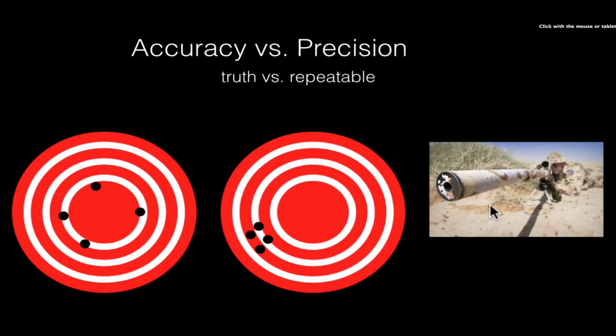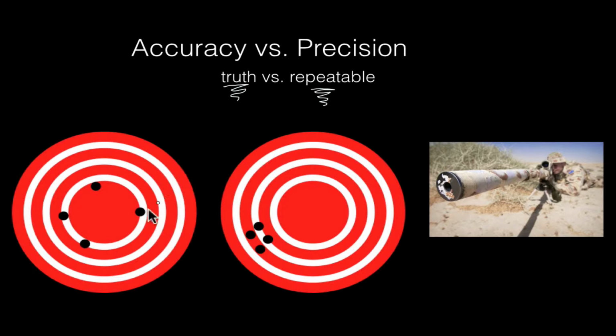In this slide you can see that we have a sniper here, and as a sniper you want to be both accurate and precise. Accuracy refers to truth. In other words, how close to the correct accepted answer you are. That deals with accuracy. Precision refers to repeatability, so how close you can get to the same answer multiple times.